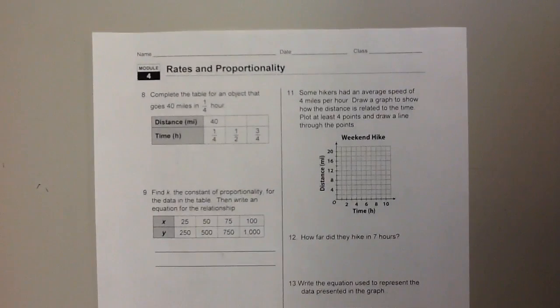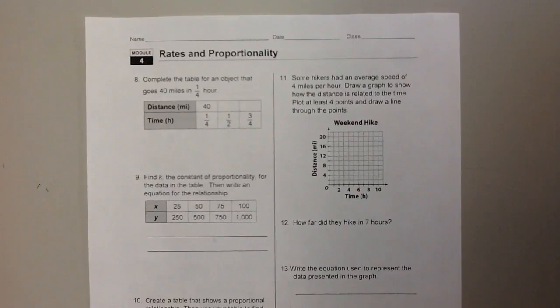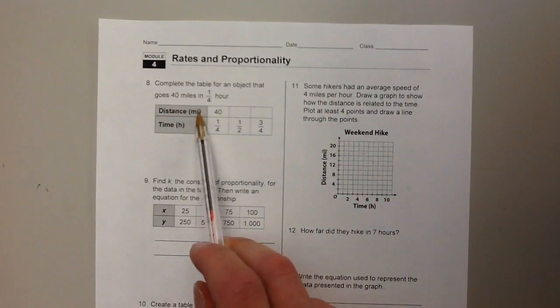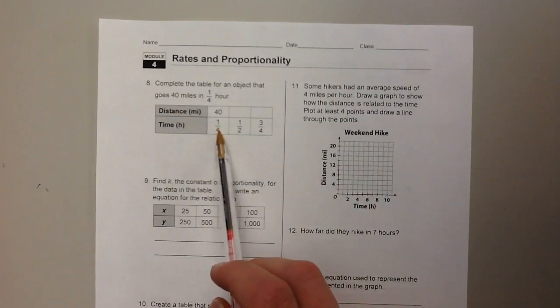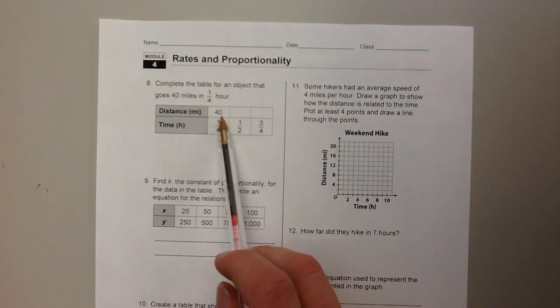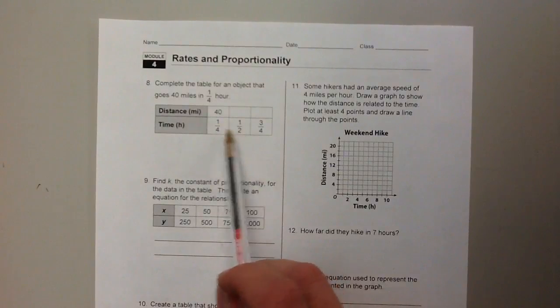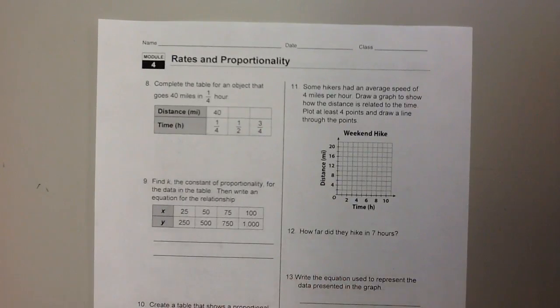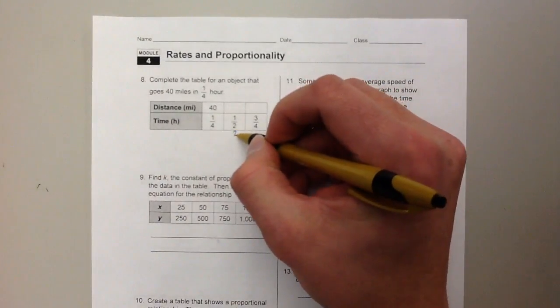Okay, let's go to the back side. Number 8 says complete the table for an object that goes 40 miles in 1/4 of an hour. It goes 40 miles in 1/4 of an hour. All right, so as I can see here, I'm comparing miles to hours. For 1/4 of an hour, I go 40 miles. And then in the table, it has 1/2, 3/4. Now, I know that 1/2 is equivalent to 2/4.